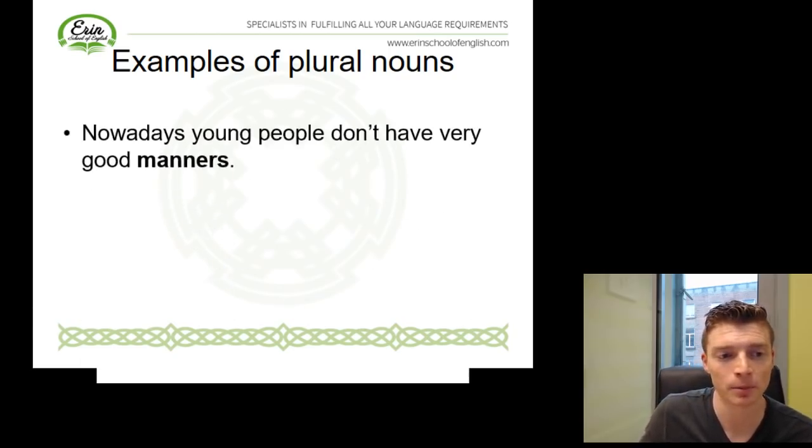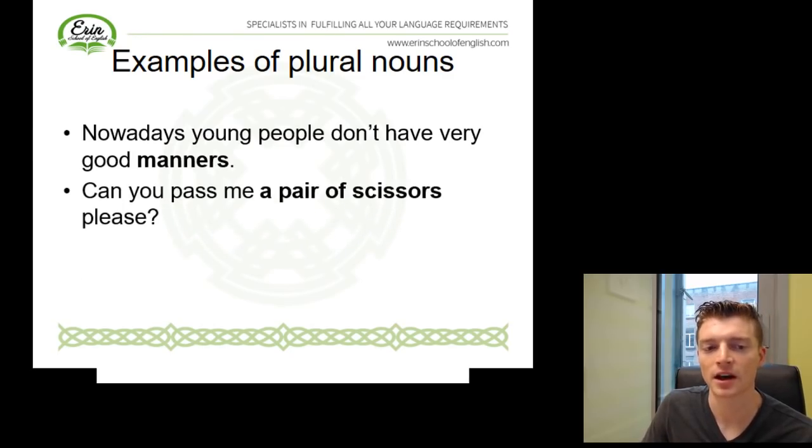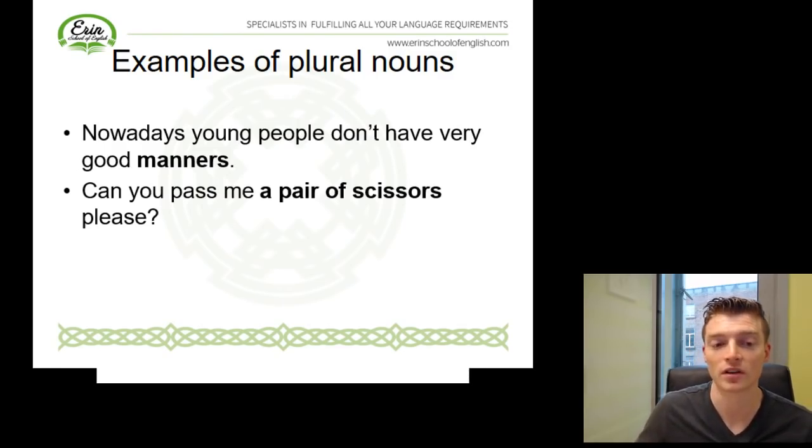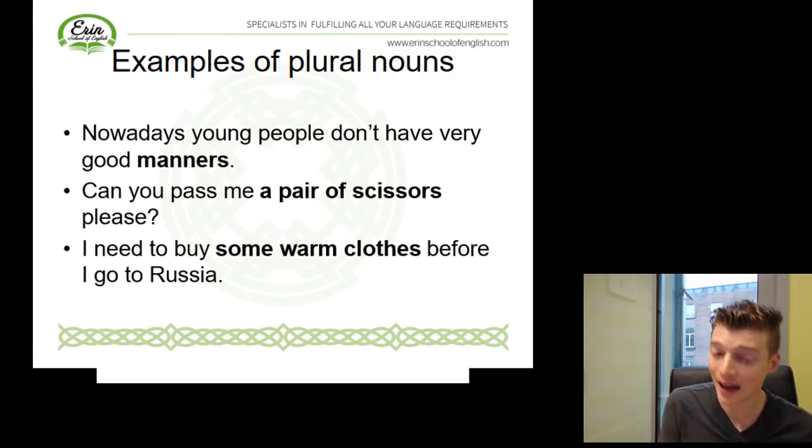So some more examples. Nowadays, young people don't have very good manners. So manners, plural noun, no singular form. Can you pass me a pair of scissors, please? So here I've used the phrase a pair of to show that I'm talking about an individual item. And just remember, scissors, it has two parts, so we can use this phrase a pair of with it. I need to buy some warm clothes before I go to Russia. Okay, clothes, plural noun, no singular form, but I can use some, as long as I don't say a warm clothes.